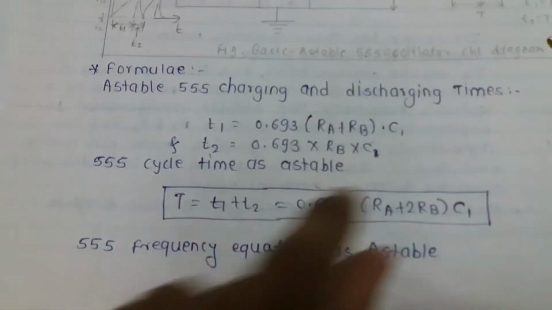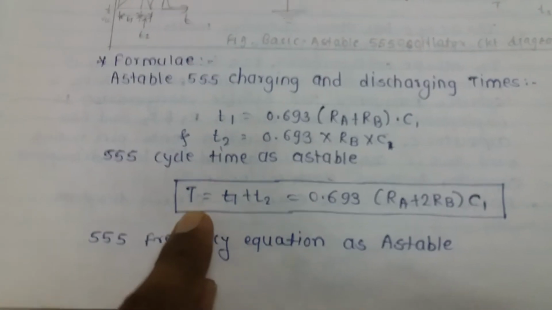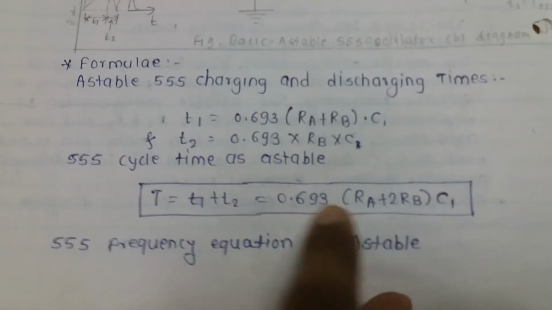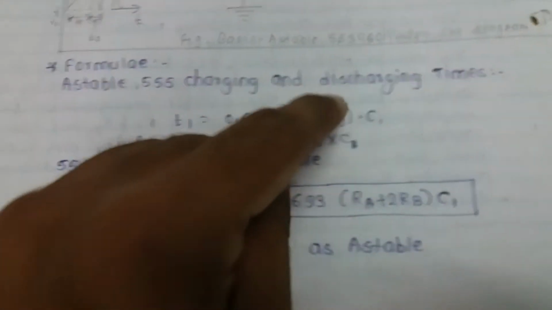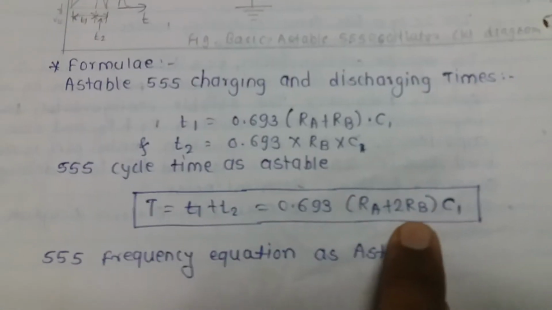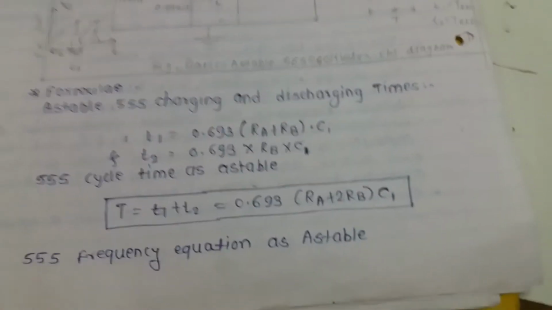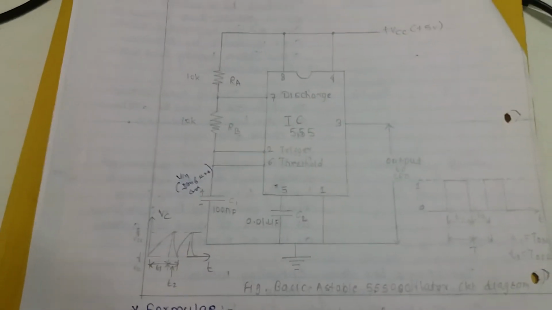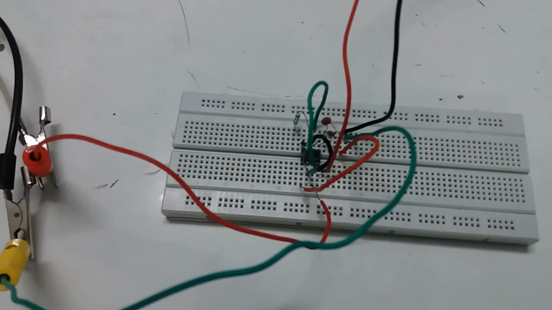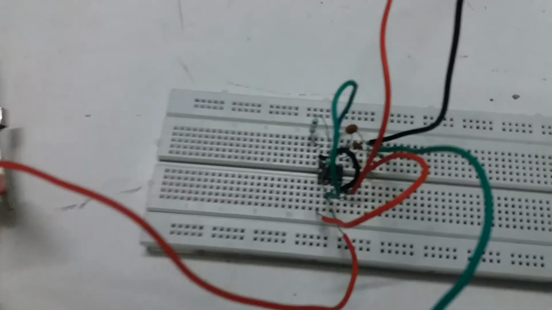The summation of these two is called the total time period. Or you can write 0.693 into RA plus 2 RB, into C1. So this is the total time period. This is the circuit diagram, so you will make the connections as per the circuit diagram. You have gone through it, so it is connected as per the circuit diagram.